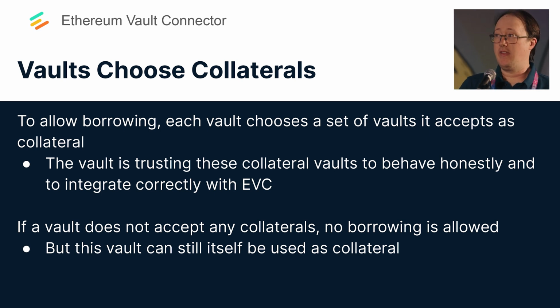The way it works is that usually vaults are configured to accept only a subset of vaults, like only a particular list of vaults as the allowed collateral, right? And if anyone adds any other vault to the collateral set, that will be ignored for the purpose of determining if a loan is healthy or not.